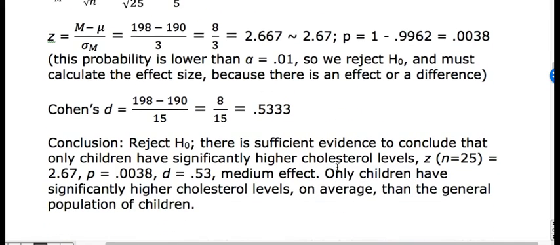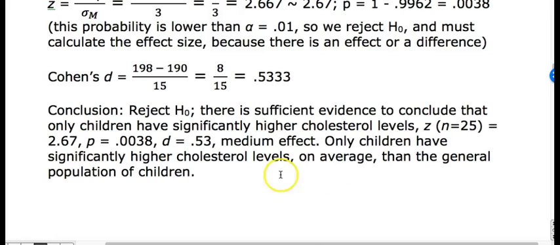All right, so now we're ready for the conclusion. So our conclusion is to reject the null. And we state there is sufficient evidence to conclude that only children have significantly higher cholesterol levels, comma. Again, we need to provide our statistics to back up what we just said. So z(n = 25) = 2.67, p = 0.0038, d = 0.53, medium effect. We let people know, yep, this is a medium effect, period.